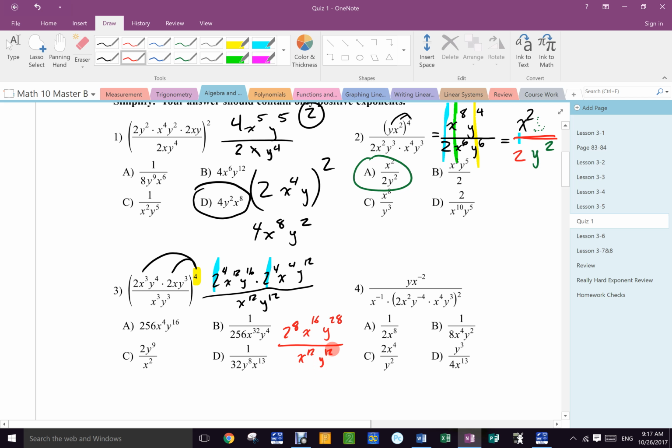And now all of a sudden, this is super easy to do, right? 2 to the 8th, you just get that off your calculator, 256. Or you can go 2 times 2 times 2 times 2 until you get up to 8. What do I do with 16 and 12? Subtract. What's 16 minus 12? X to the 4th. 28 minus 12? Y to the 16th. Right? And you can see how it doesn't matter what way we start. Just doesn't matter.